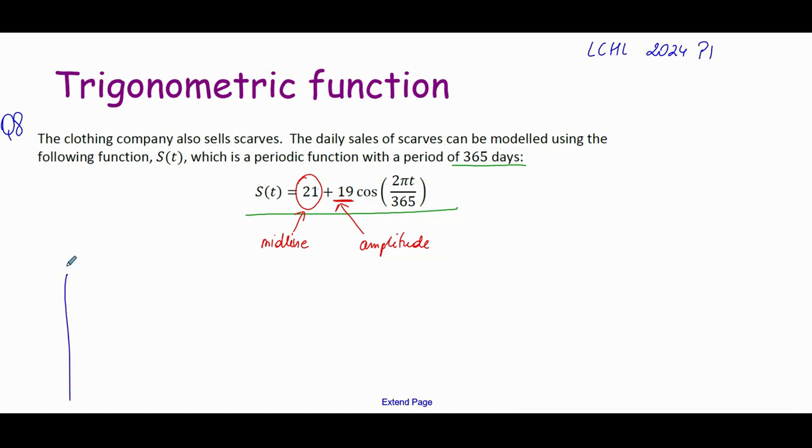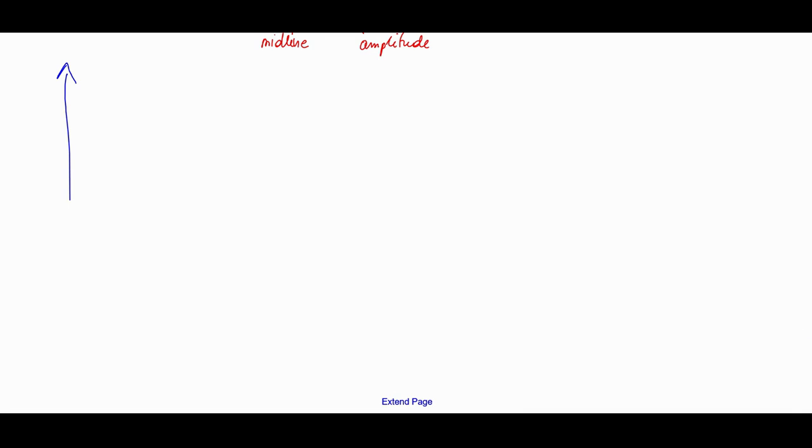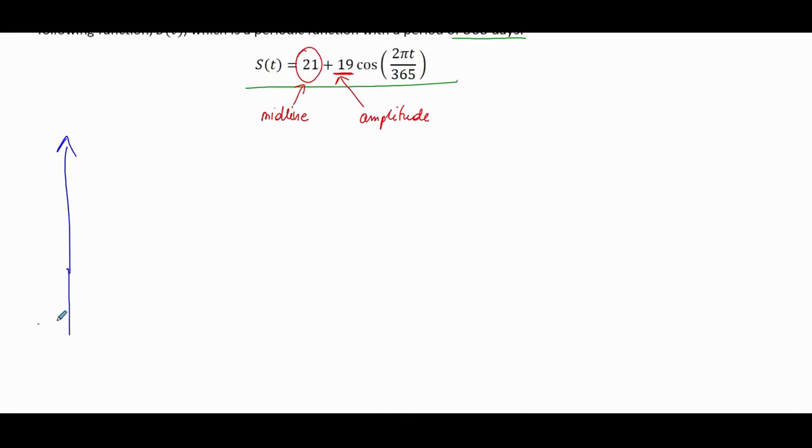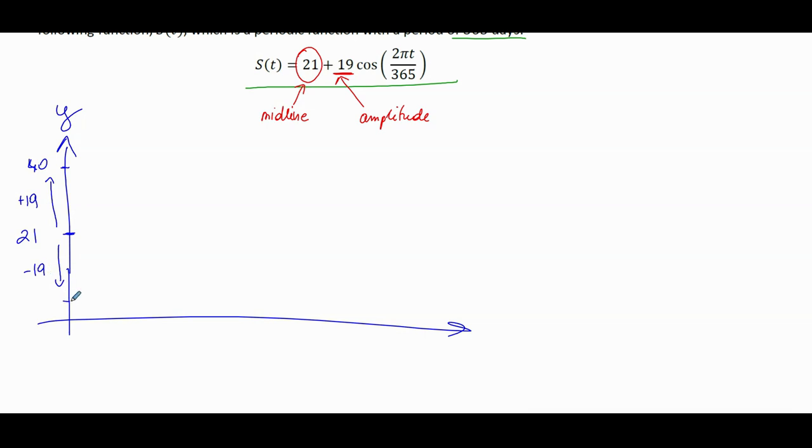Okay, so let's do a quick graph here. First we are looking at the y-axis. So 21 is the midline, and the amplitude is 19, so it goes up by 19. So 21 plus 19 will be 40. And then it goes down by 19. So again, 21 minus 19 will be 2.